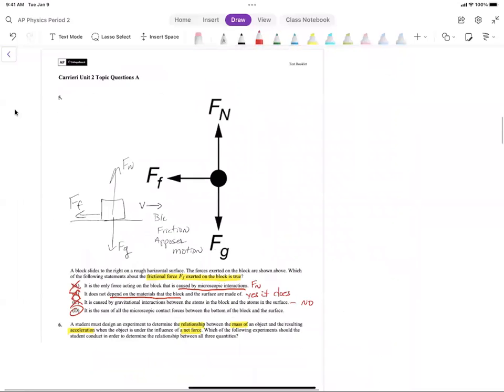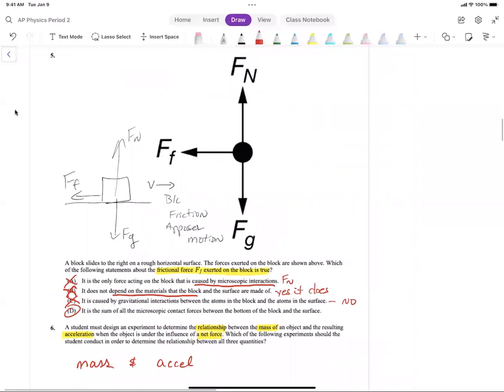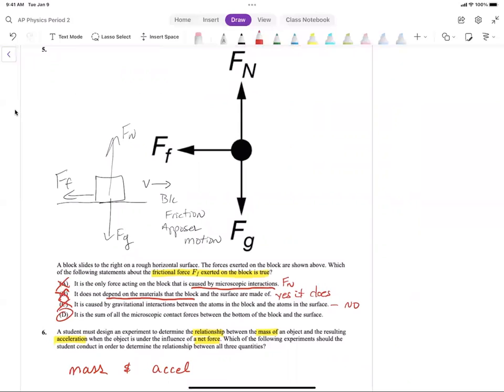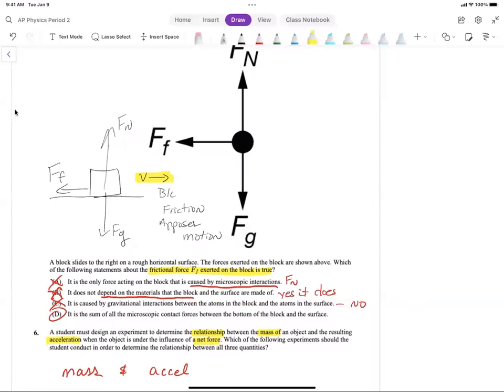All right, moving on to this situation. We have that drawing right there. A block slides to the right on a rough surface, that means there's friction, sliding, that's force of kinetic friction. The forces exerted on the block are shown above. I always draw a picture, so I have a velocity to the right. I know that it's sliding to the right because force of friction is to the left. Which of the following statements about the frictional force exerted on the block is true?